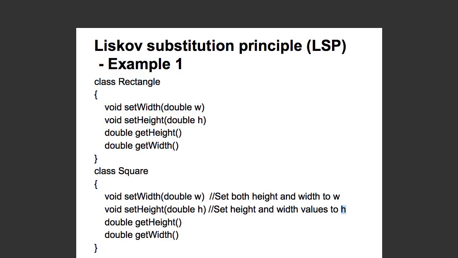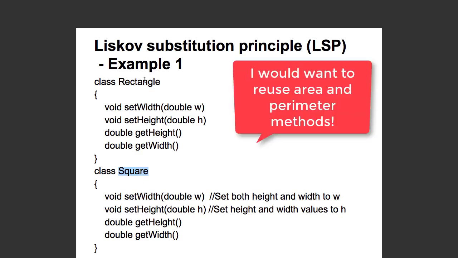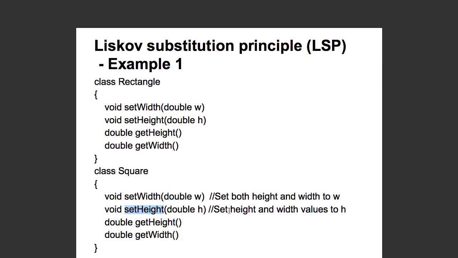Let's consider an example. Let's say there's a rectangle class and we have a setWidth and a setHeight method implemented, and we have getHeight and getWidth methods as well. And now there is a new requirement to implement a square class. And what I do is, instead of trying to implement a square class on its own, I try and extend the rectangle class. So let's say I say square extends rectangle, and I create a setWidth method where I set both height and width to w, and I do the setHeight method where it sets both height and width to h.